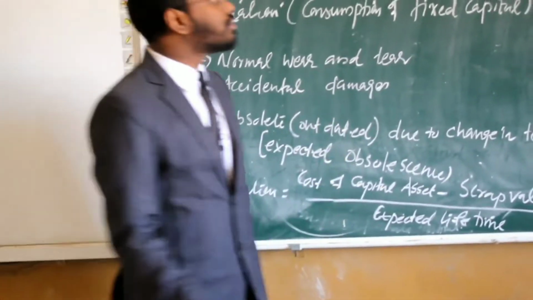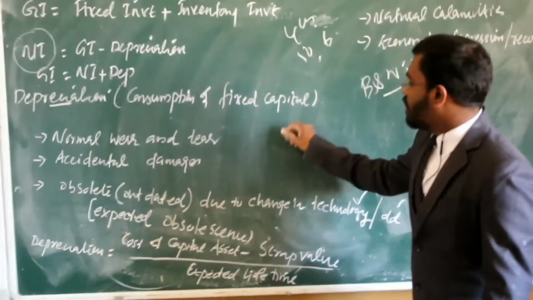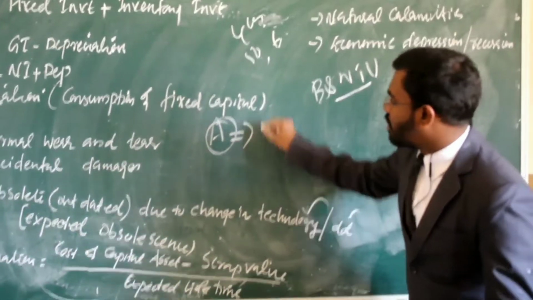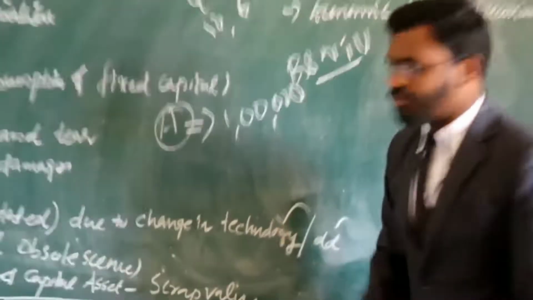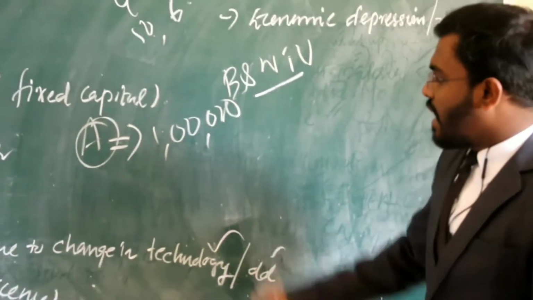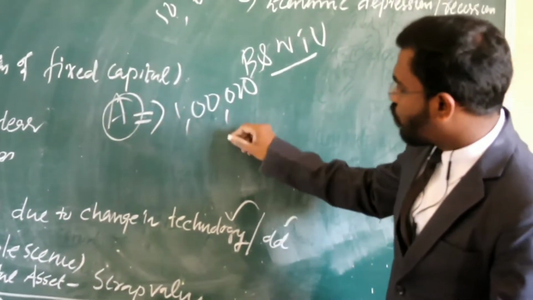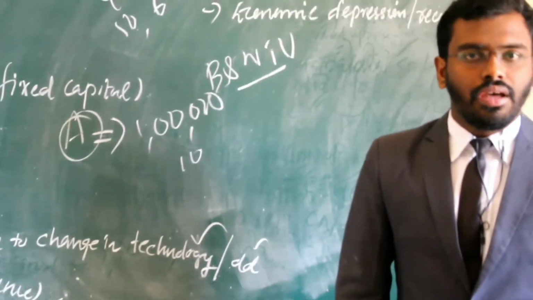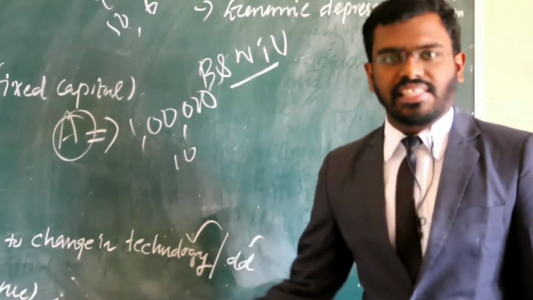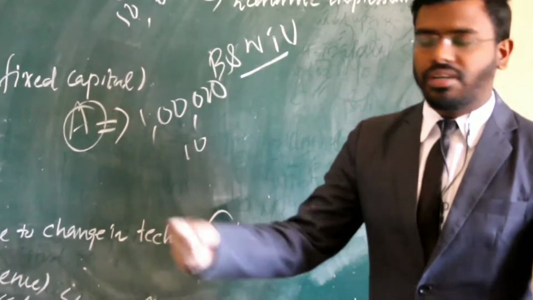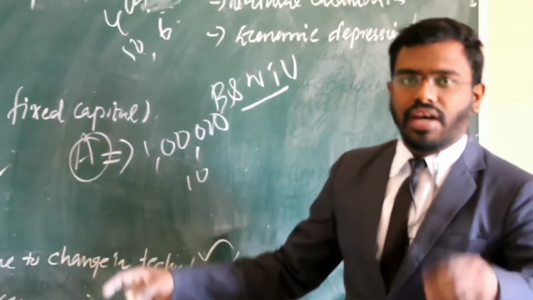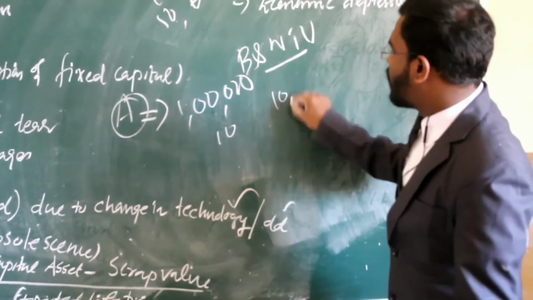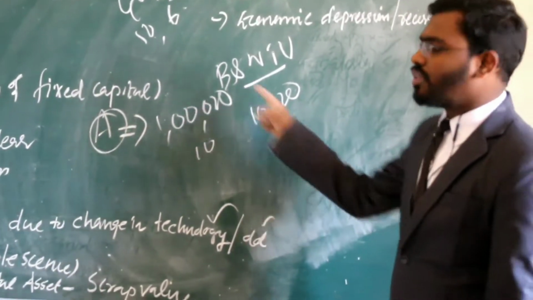For example, suppose individual A purchased a machinery for 1 lakh rupees, and the expected lifetime of this machinery is 10 years. And after some years he sold this asset to another person, and the scrap value is equal to 10,000. He got 10,000 for that asset.